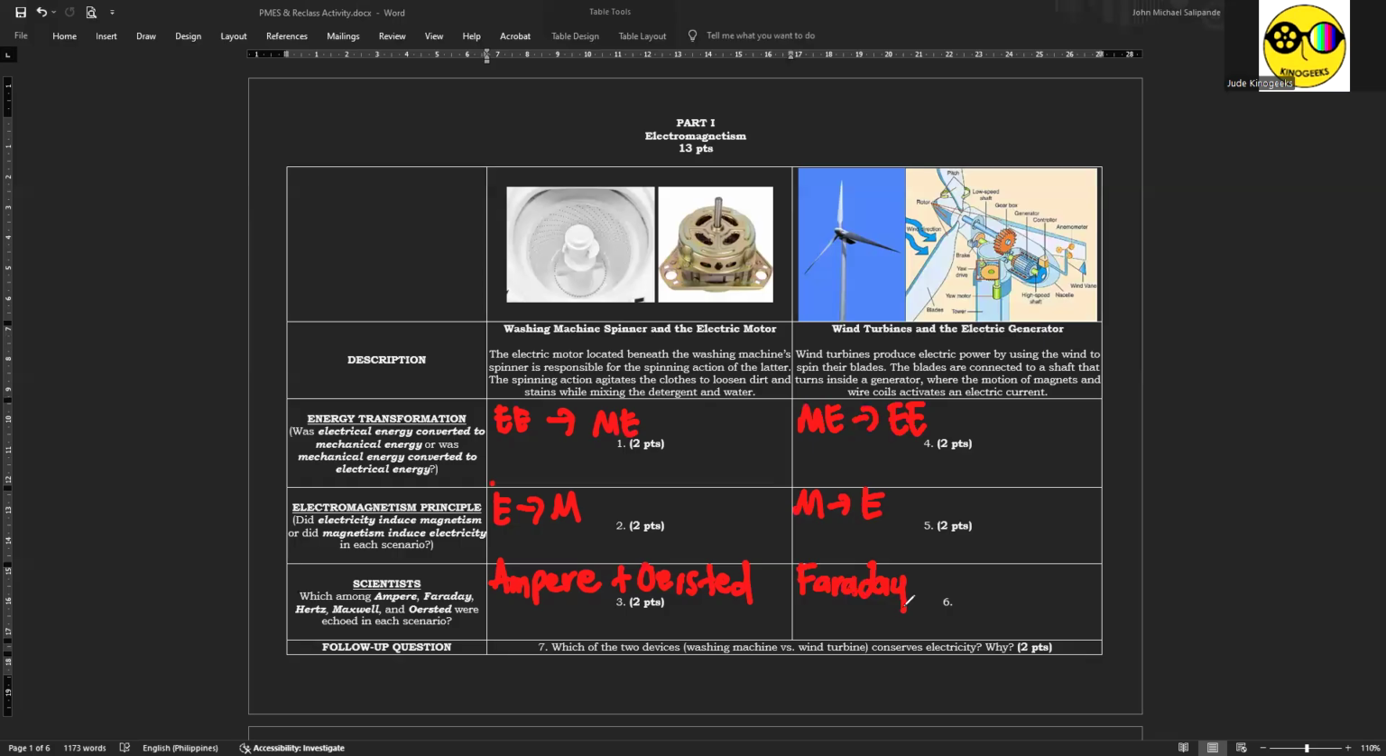For number seven, which of the two devices, washing machine versus wind turbine, conserves electricity and why? The correct answer here is wind turbines, because it can generate electricity as long as there's wind. Therefore, we'll be able to sustain electricity with less power. It has lesser power consumption compared to the washing machine, because the washing machine is reliant or dependent on electricity in order to work. And as time goes by, the washing machine will wear off.